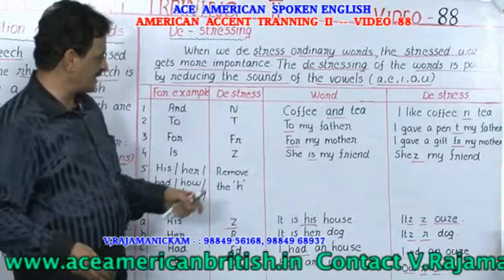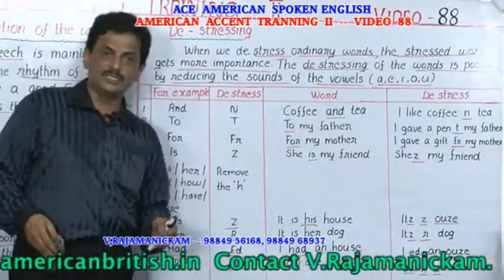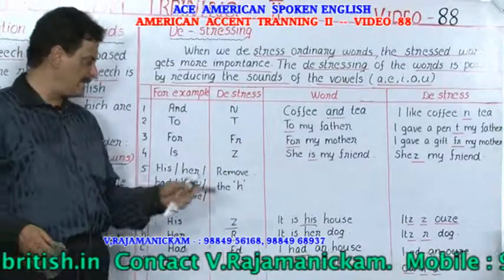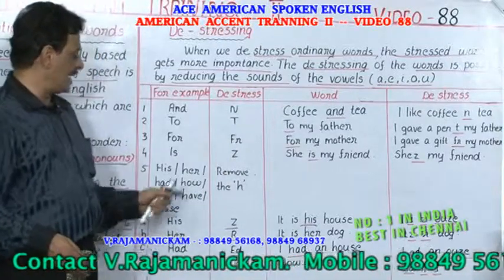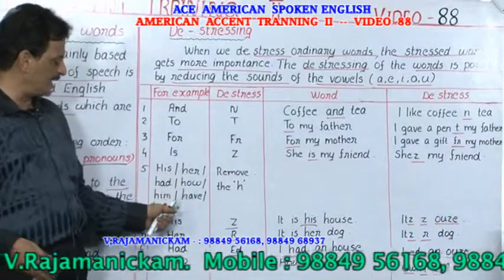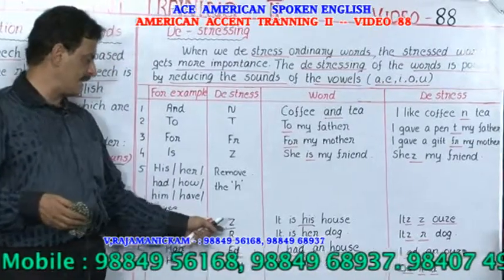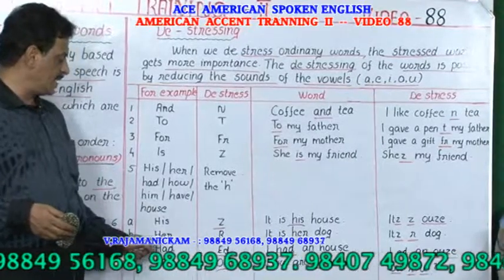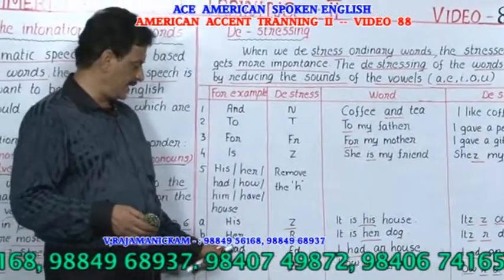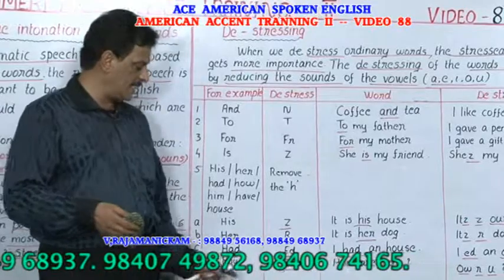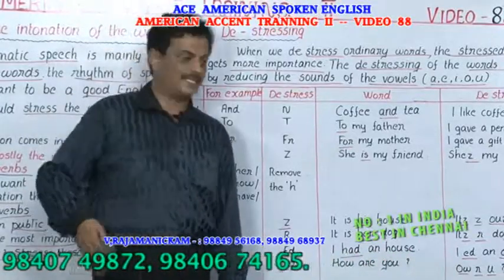So 'and' is pronounced as 'n, 'to' is pronounced as 't, 'for' is pronounced as 'fer, 'is' is pronounced as 'z, and all the H words — his, her, had, how, him, have, house — the H is removed. 'His' is de-stressed as 'z, 'her' is de-stressed as 'r, 'had' is de-stressed as 'id, and 'how' is de-stressed as 'ow. Right, sir.